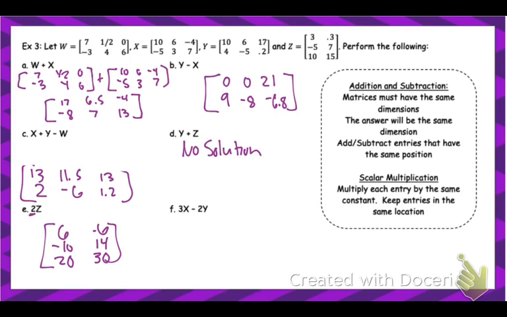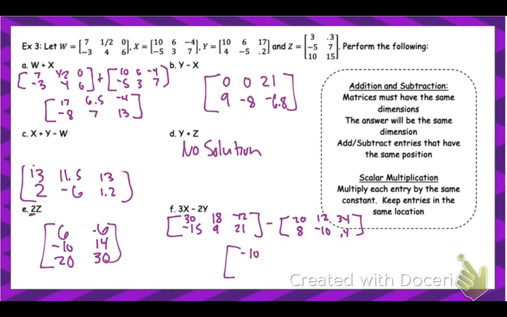All right, so starting with 3x, so I'm going to multiply every entry by 3, so that's 30, negative 15, 18, 9, negative 12, 21. 2y: so 2y is going to be 20, 8, 12, negative 10, 34.4. And then just subtract negative 10, 6, negative 46, negative 23, 19, and 20.6.